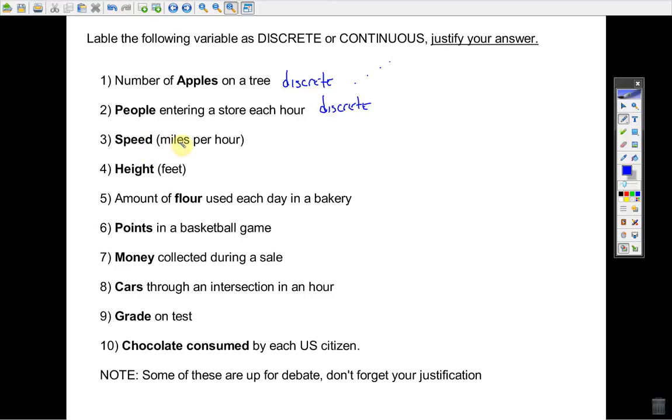Speed, I'm not going to count that I'm going 60 miles per hour. I'm going to have to measure it, and then I can go 60.1, 60.2, 60.3, etc., etc. So that is a continuous variable.